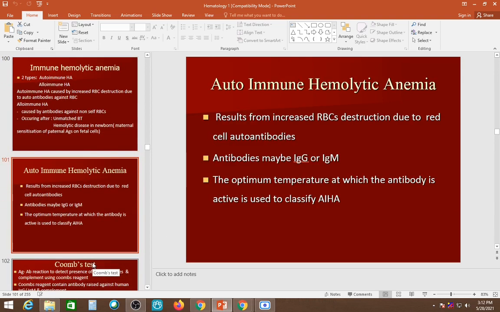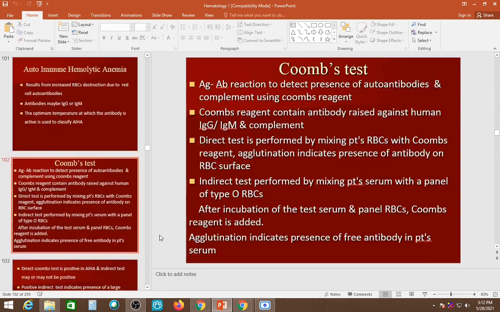So autoimmune hemolytic anemia, you know that it results from increased RBC destruction due to autoantibodies against the RBC. These autoantibodies can be IgM or IgG. We classify AIHA according to the optimum temperature at which the antibody is active. So, forget about the Coombs test.